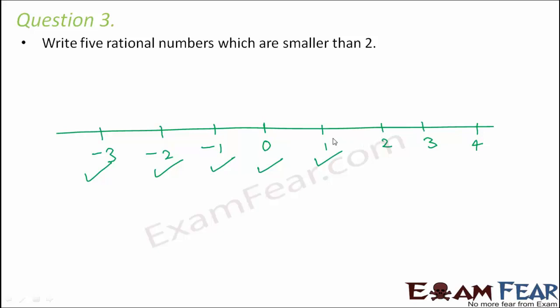Anyways, you will have more rational numbers between them. But these are also rational numbers. They are integers, but all integers are rational numbers. So these are also rational numbers. So we can say that these are the rational numbers which are smaller than 2.